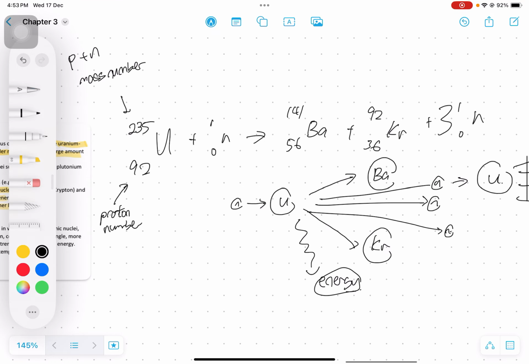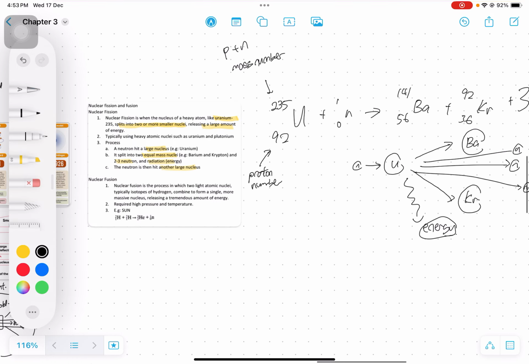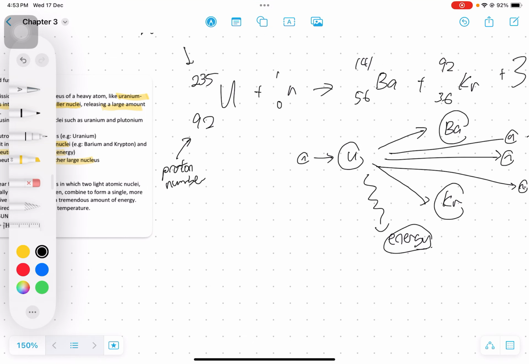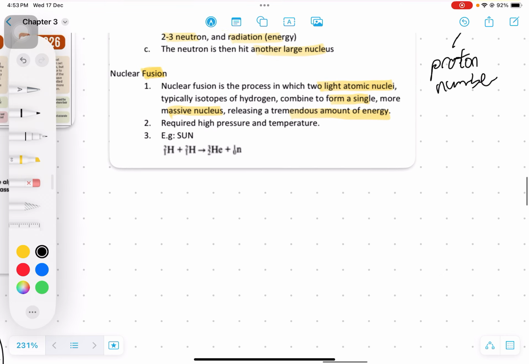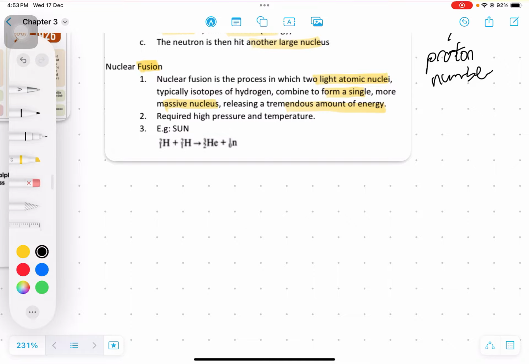So this is the first part, nuclear fission, which means splitting. Nuclear fusion is the opposite, where nuclei fuse together. For example, two light nuclei combine to form a single more massive nucleus and release a tremendous amount of energy. Nuclear fusion actually gives more energy than nuclear fission, but we are unable to do that stably yet. An example is the sun, which does this process.